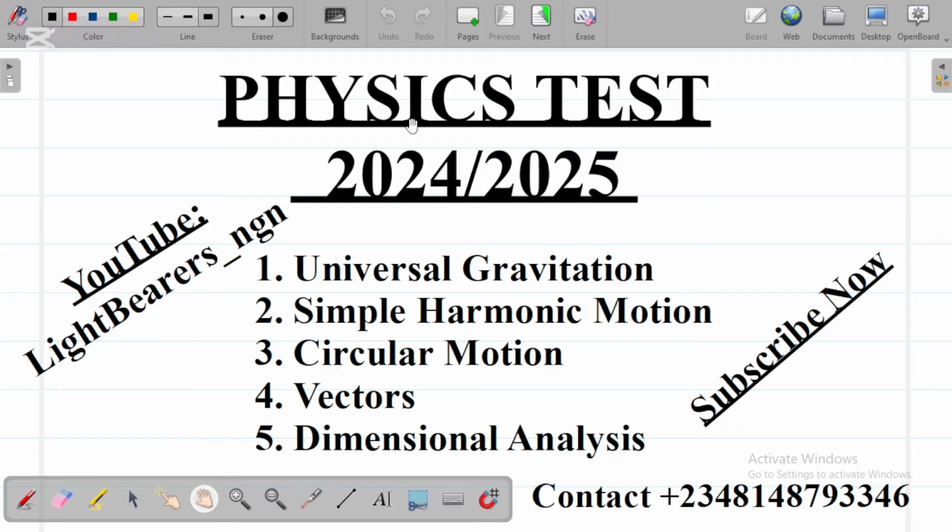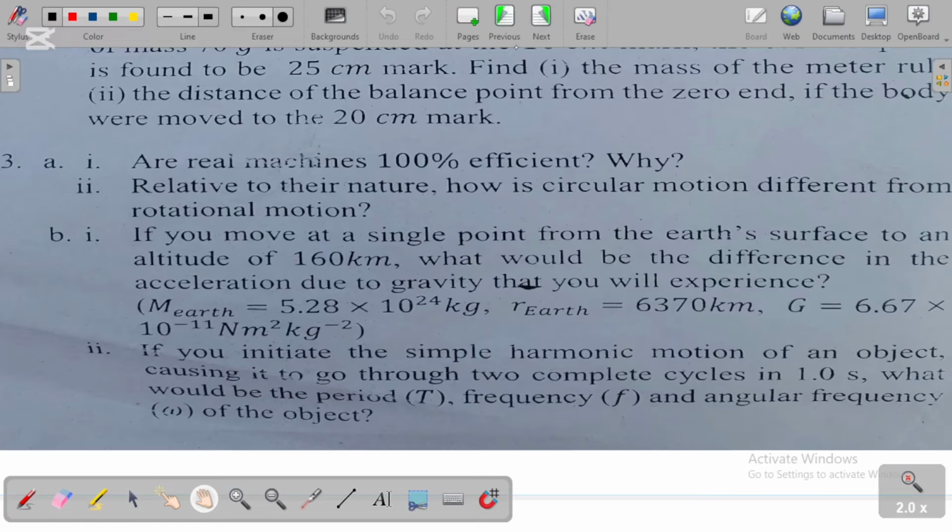Let's look at the physics test question for the 2024/2025 session. Certain topics are considered. We have universal gravitation, simple harmonic motion, circular motion, vectors, and dimensional analysis. Let's look at the question.